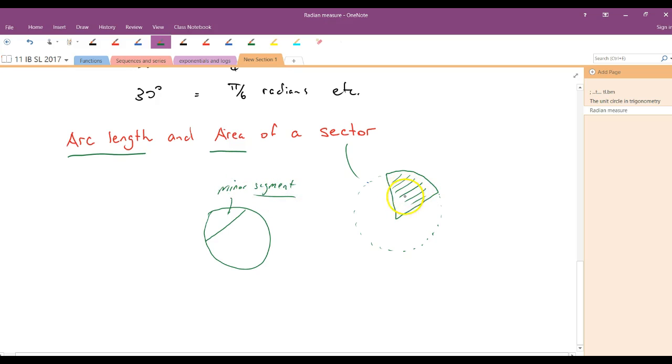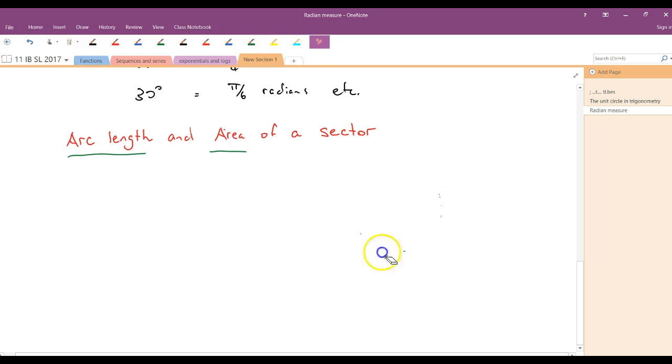Minor segment. This is a minor sector and a major sector. This is a major segment, right? We'll look at how to find the area of a segment of a circle after we've done sector. But I just needed to clarify the difference between them. Okay, so the arc length and area of a sector. Let me get rid of this and make some space.